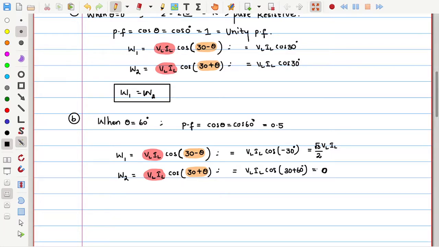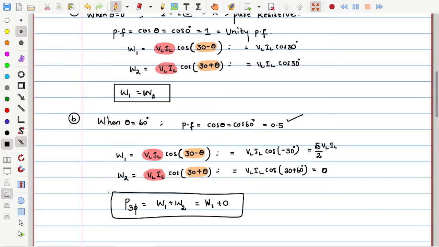So this is one of the important observations: when the power factor is 0.5, one of the wattmeter readings will be 0. And the total three-phase active power is equal to simply one wattmeter reading. Why? Because usually the total three-phase power is equal to W1 plus W2. W1 itself has one value, but W2 is completely 0. So I can say the total three-phase power is read by only one wattmeter, either W1 or W2, depending on your connection. So we can say that W1 itself is giving the total three-phase power, because W2 is 0.